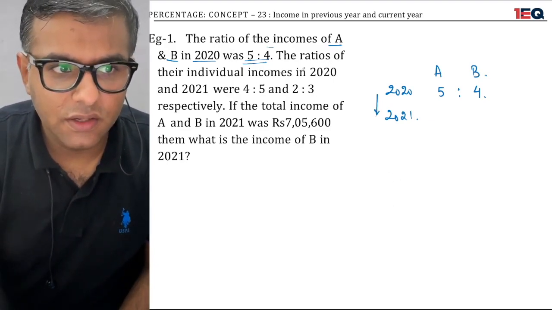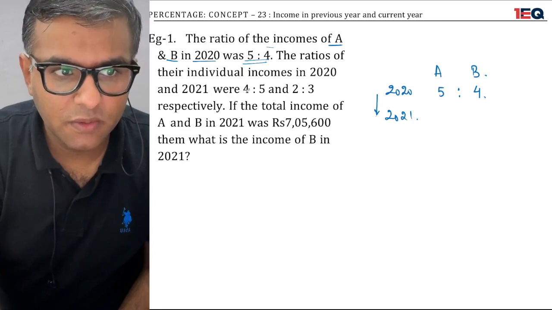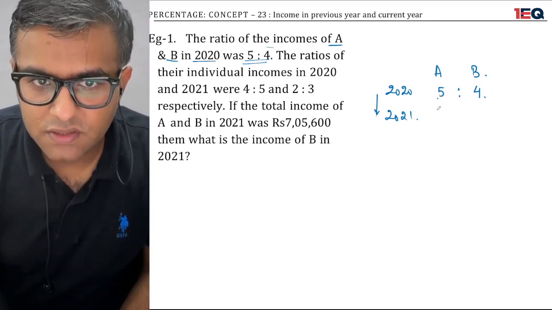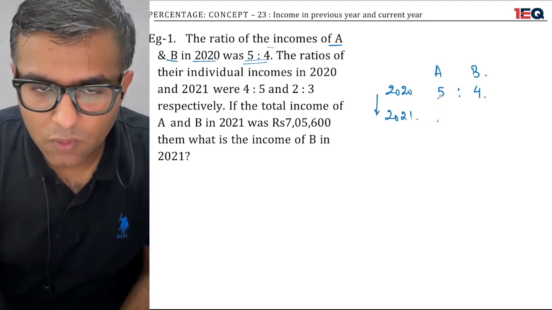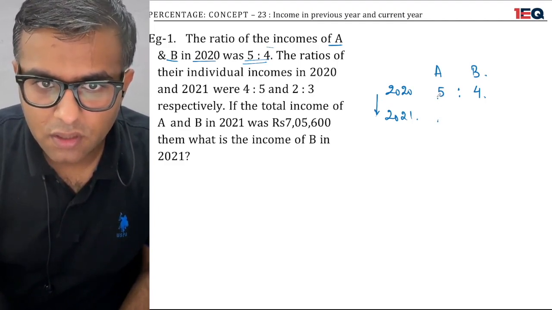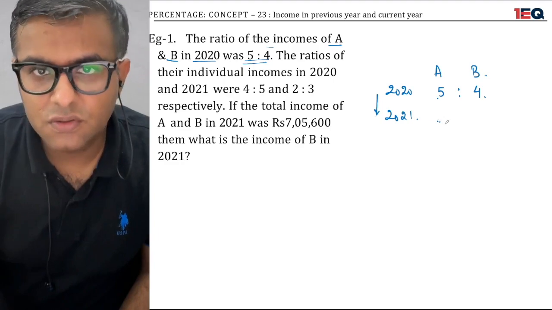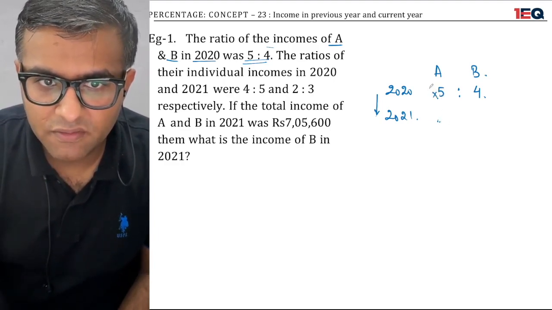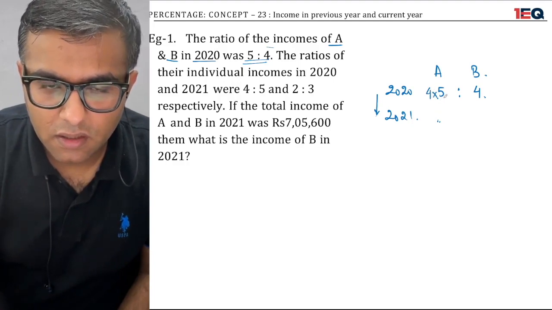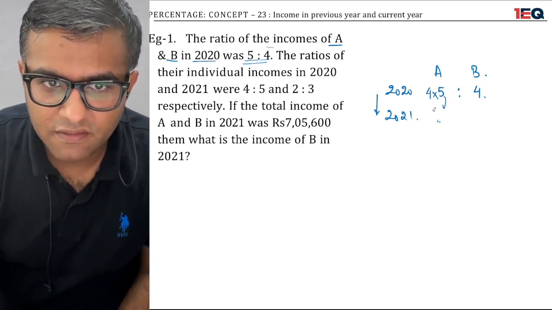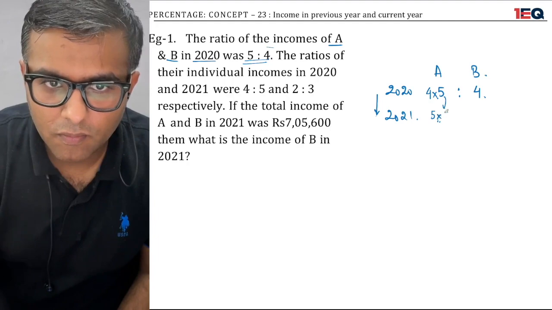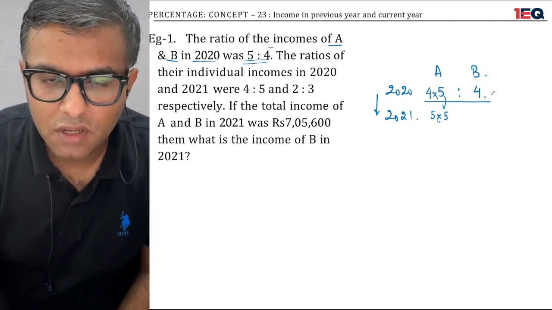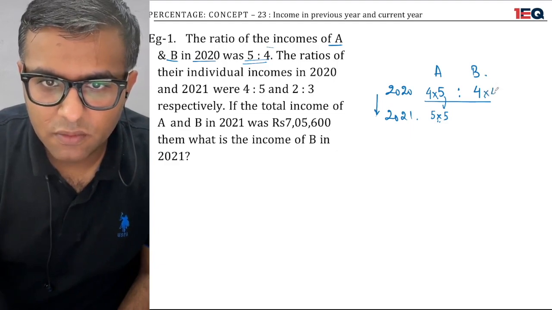The ratio of the individual incomes in 2020 and 2021 were 4 is to 5 and 2 is to 3. 4 is to 5. If this quantity has 4 in it, then the other quantity downstairs should have 5 in it. The ratio should be 4 is to 5. So I'll multiply it by 4 and have the same quantity with 5 there. If I am multiplying the left hand side of a quantity with 4, I will have to multiply the right hand side of the quantity with 4 as well.